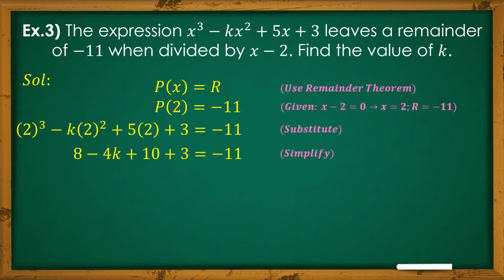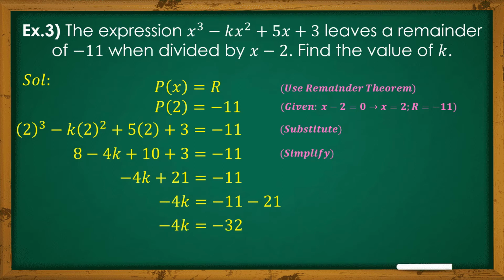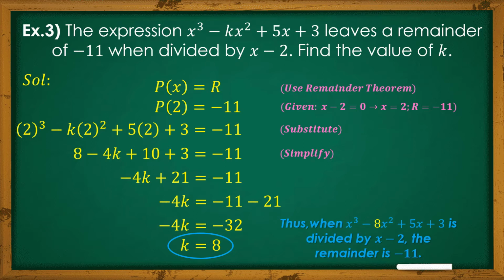2 raised to 3 is 8, 2 raised to 2 is 4, 5 times 2 is 10. 8 plus 10 plus 3 is 21. Then by transposition of 21, we will get negative 11 minus 21. And that is negative 32. By dividing both sides by negative 4, k is equal to 8. Therefore, when x cubed minus 8x squared plus 5x plus 3 is divided by x minus 2, the remainder is negative 11. So, the remainder theorem solved the problem.